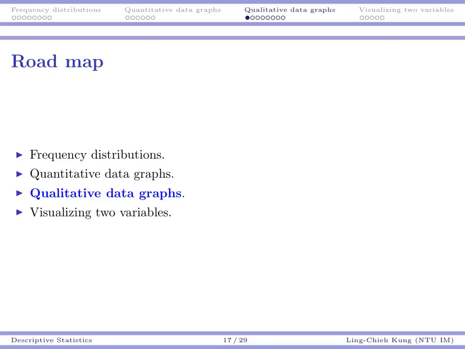Okay, so now let's talk about qualitative data graphs. Basically, they are useful when you have categorical data. And once you have categorical data, you may want to use them to help you visualize your data.